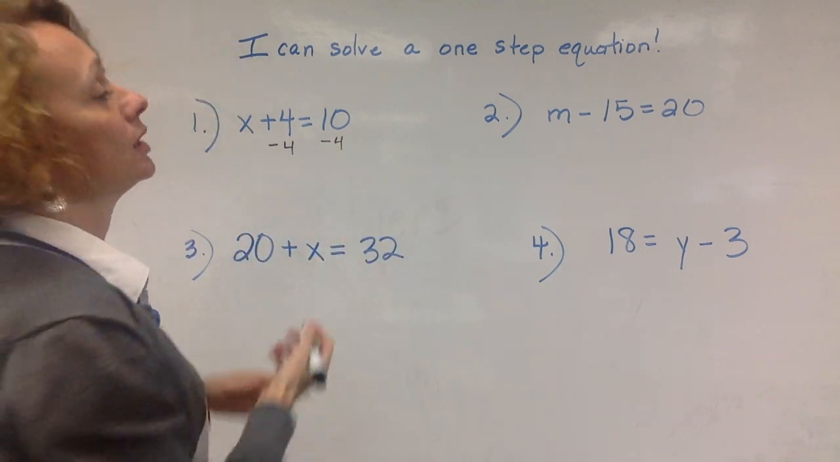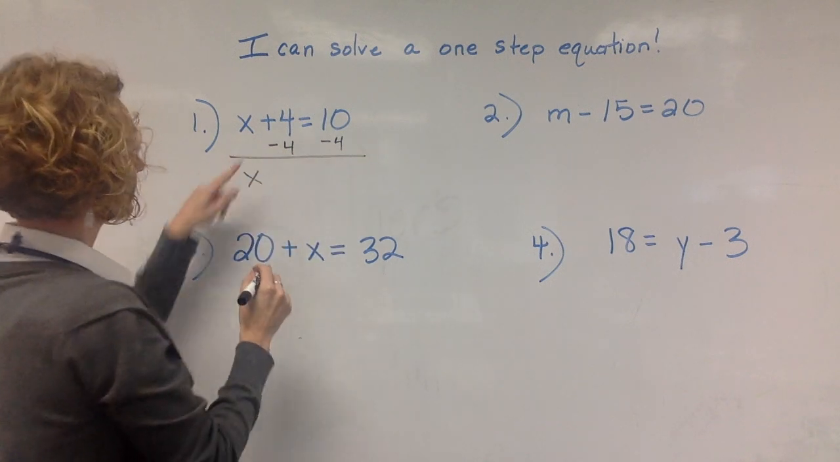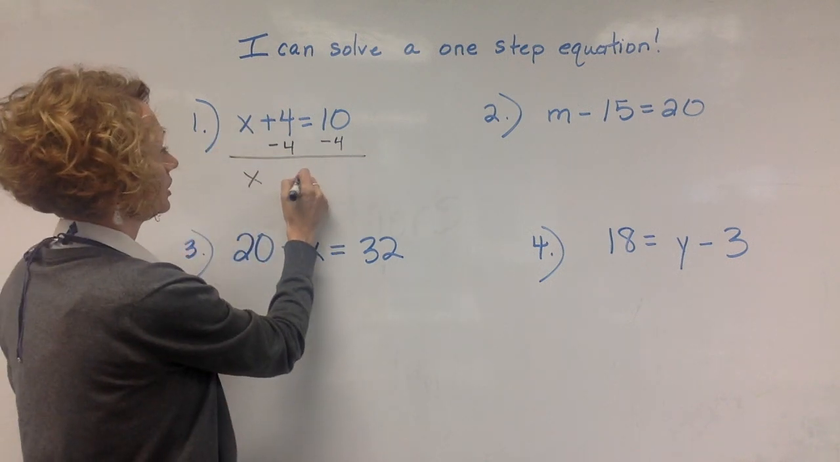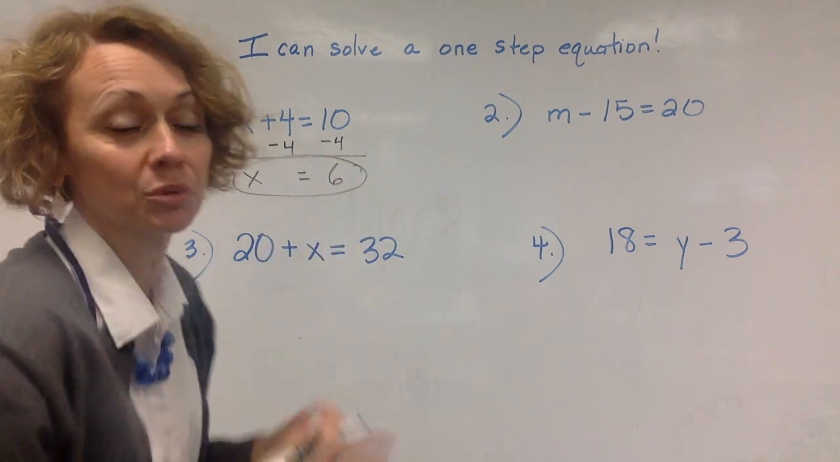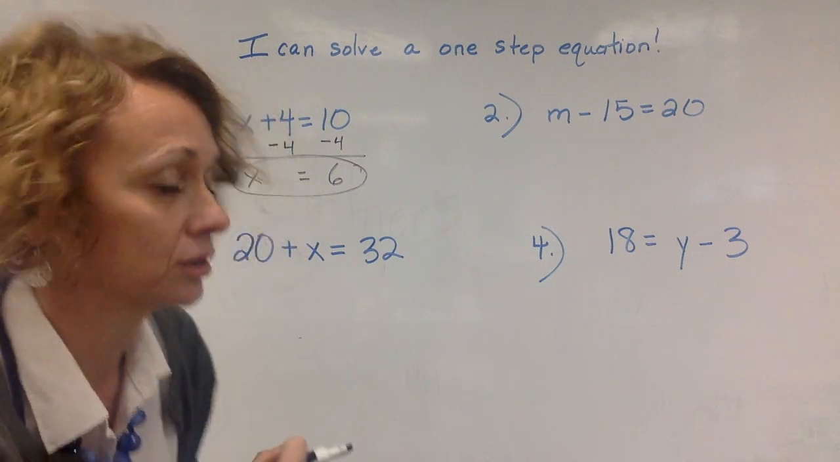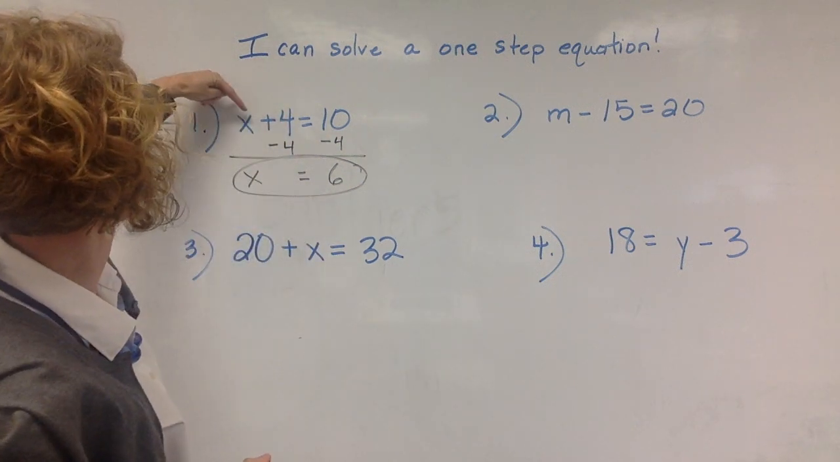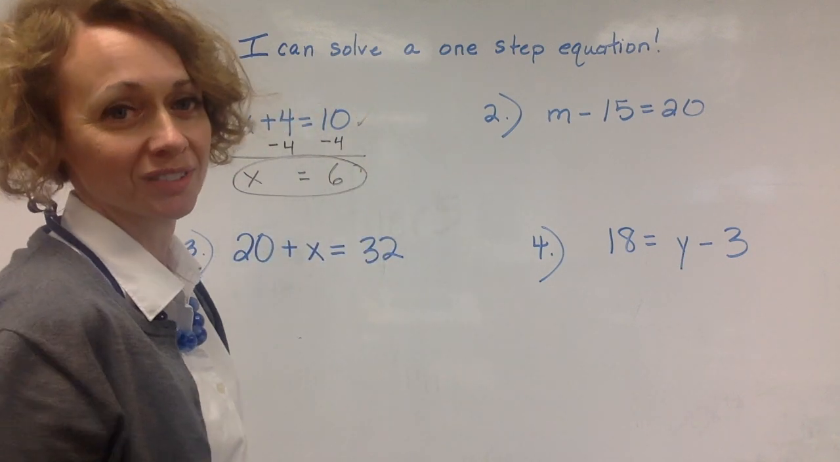I know that you've talked about balancing equations before from elementary math. This will give me x, 4 minus 4 is 0, equal here to 6. We know the solution is 6. And what's great about equations is you can always check your answer. So I take 6, I plug it back in for x. 6 plus 4 is 10. It works. Let's try another one.